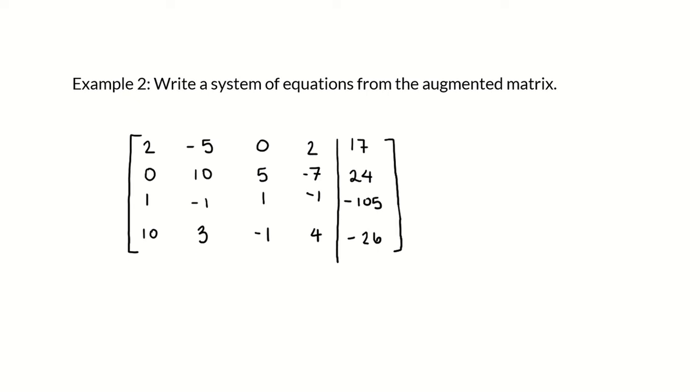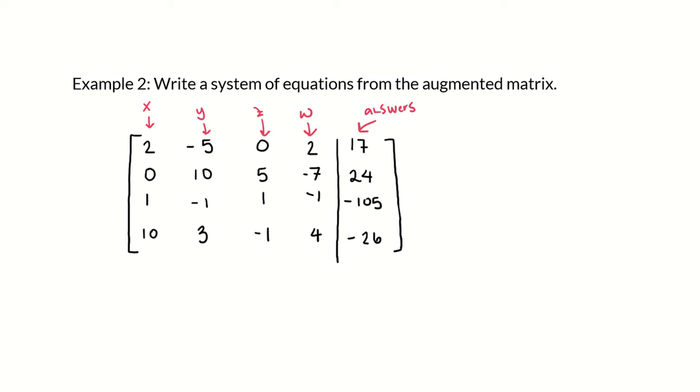Example 2, write a system of equations from the augmented matrix. So in this matrix, we have 4 columns in the left section, so that means that we have 4 variables. First column is x, second column is y, third column is z, fourth column is w, and then the numbers are the answers for the equations.